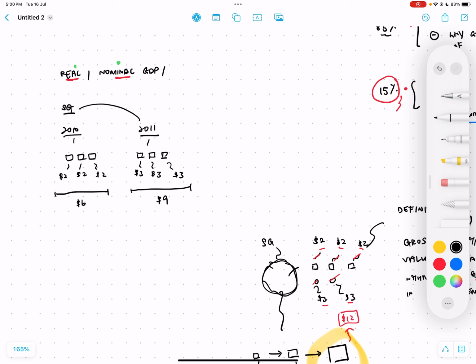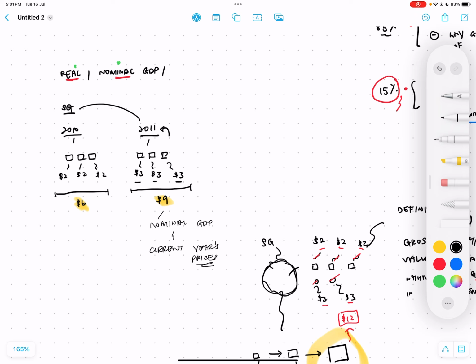If you just sum up the monetary value, what you're doing is summing up the GDP in that particular year's prices. So if in 2011 the prices are $3, then you just sum up all the $3. These two yellow numbers are your nominal GDP numbers. It's when you use the current year's prices.